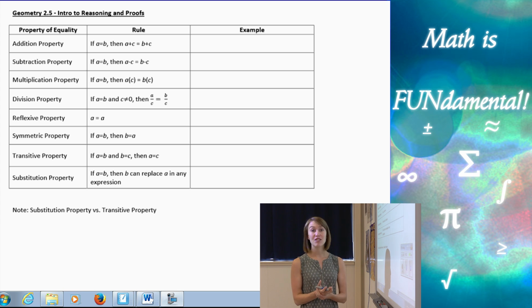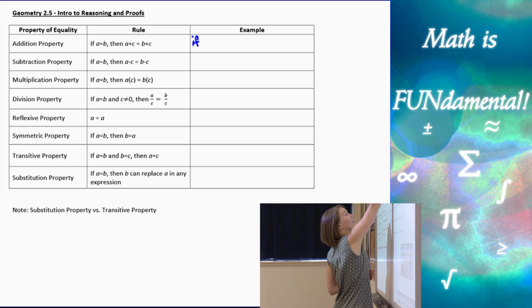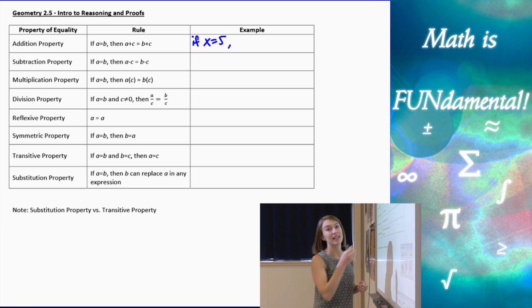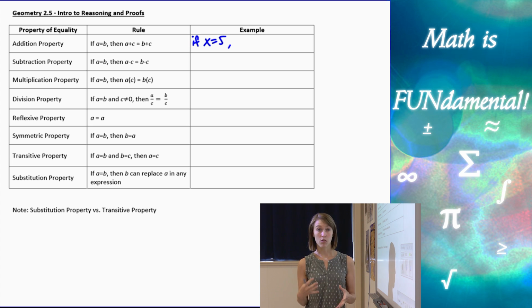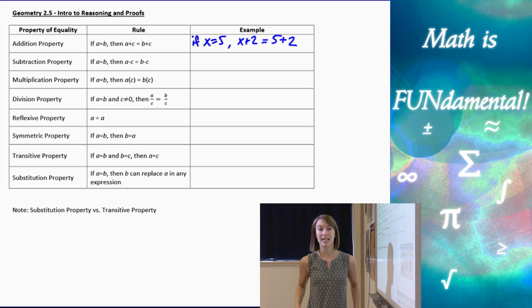We have the addition property, which states if A equals B, then A plus C equals B plus C. All that means is if I have some sort of statement like if x equals 5, then I can take a number or a variable and add it to both sides of an equation. So I can say that x plus 2 equals 5 plus 2. So I'm just taking something and adding it to both sides of our equation.